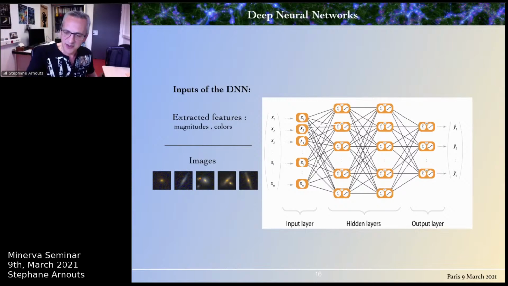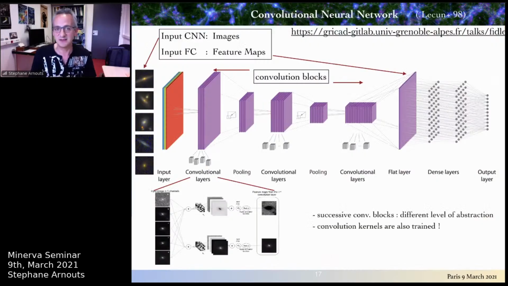So this is for the deep neural network part. You can use either quantities like colors and magnitudes, in our case for the photometric redshift, or you can put in images. Obviously, if you put images, that means a lot of information if you use every pixel, so you cannot directly connect images to this deep neural network. You need to go through some process first. And this process is what is called the convolutional neural network, developed by LeCun in '98.